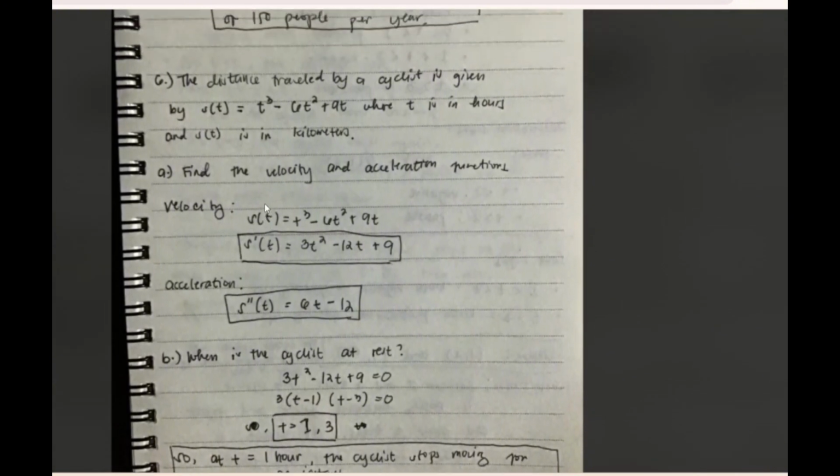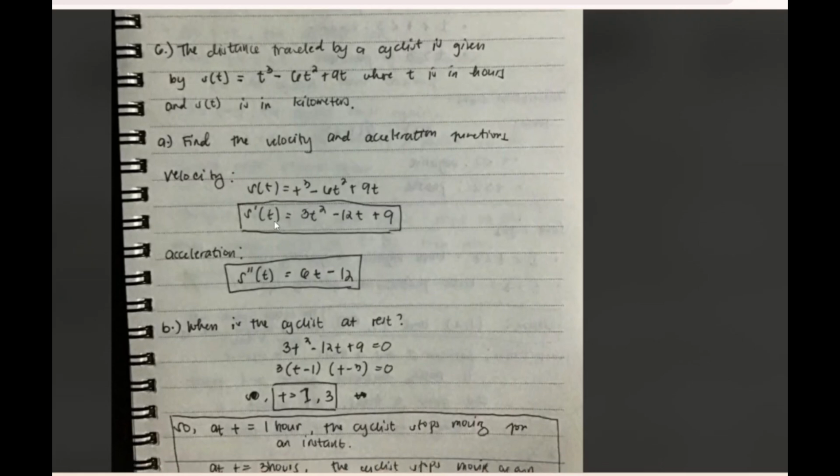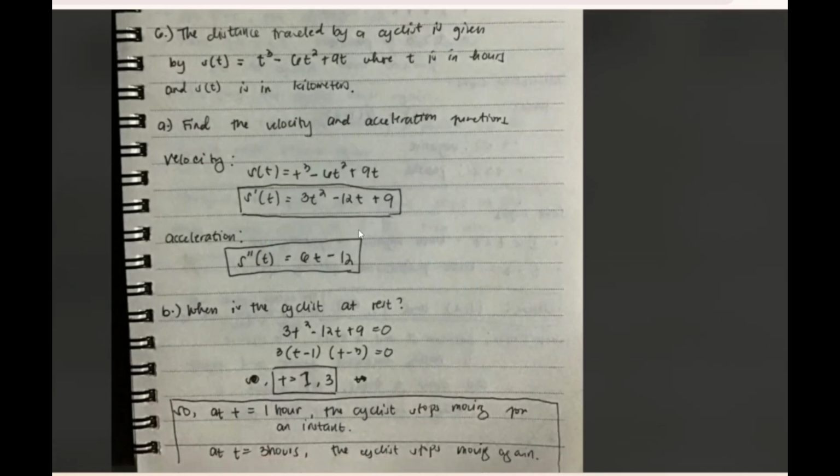The velocity can be obtained by differentiating the position, which is t cubed minus 6t squared plus 90. To differentiate it, all we need to do is get the derivative of each term. The derivative of t cubed is simply 3t squared. The derivative of negative 6t squared is negative 12t, and the derivative of 90 is 0. Therefore, our velocity from the given function is 3t squared minus 12t plus 9.